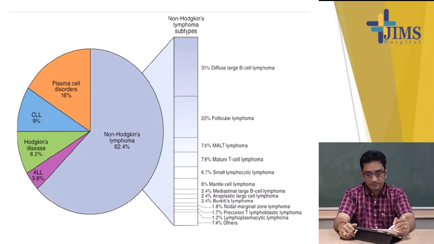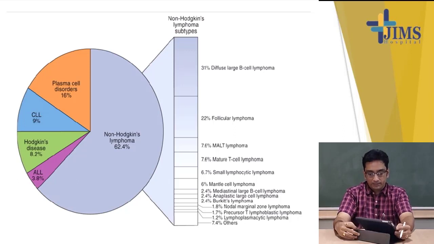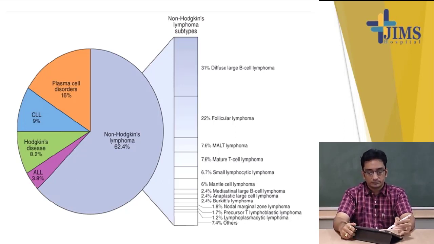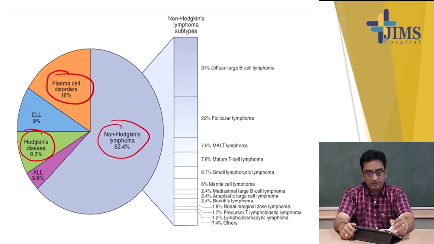This is the whole classification of lymphoma. This is Hodgkin's disease, non-Hodgkin's lymphoma. Other neoplastic disorders of the lymphoid system are plasma cell disorders, chronic lymphocytic leukemia and acute lymphoblastic leukemia. These are all the different types of non-Hodgkin's lymphoma.